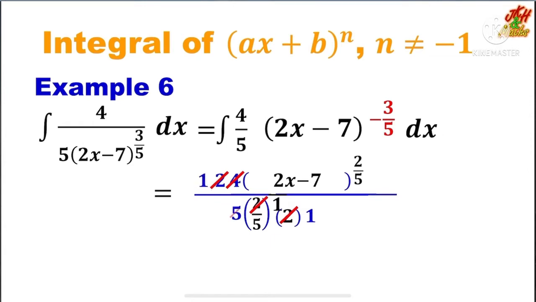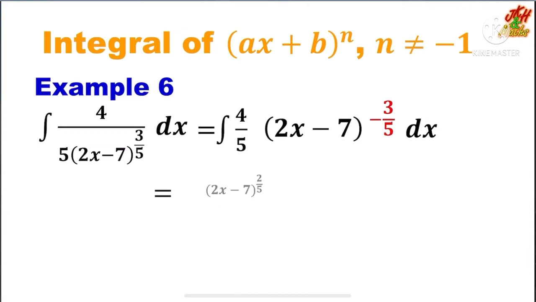After that, we divide 5 by 5, giving us the value of 1. So therefore, the value on the denominator is 1 multiplied by 1 multiplied by 1 multiplied by 1. It is equal to 1. Therefore, the result is 2x minus 7 raised to the power of 2 over 5, plus C.